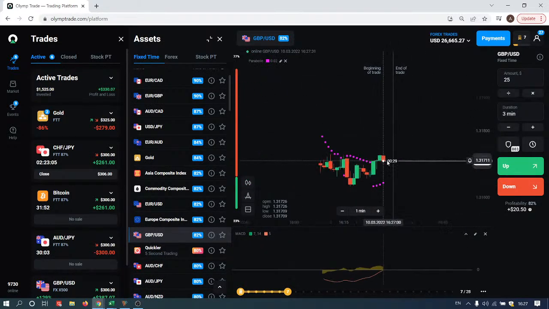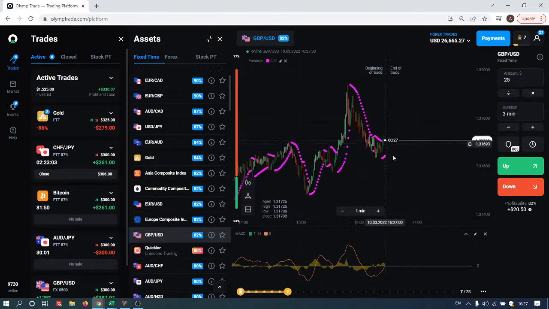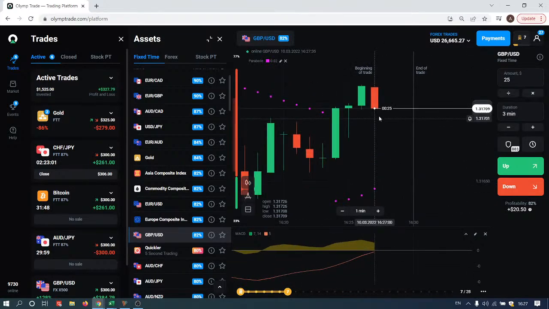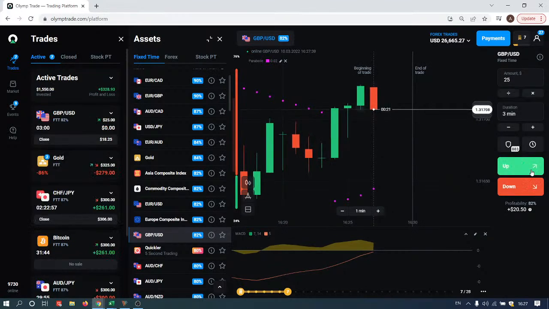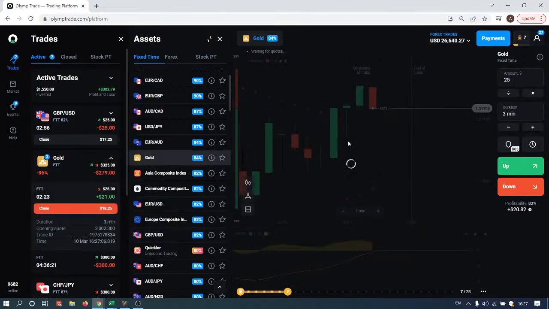Okay, so once again the pound, GBP USD. We have a signal for an up trade. So let's go ahead and open this trade. It's going to be an up trade.